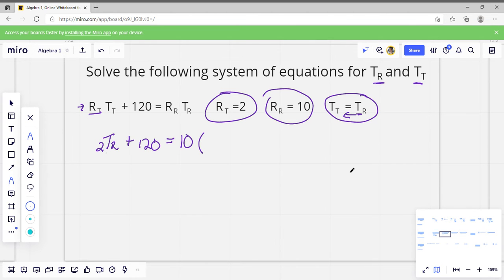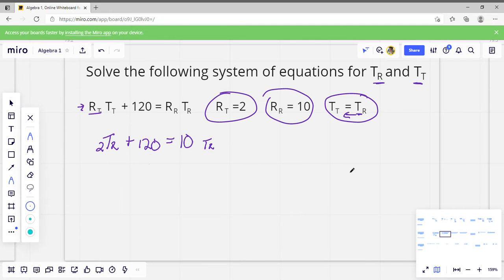Now, I don't want to say, oh, TR equals TT. What I'm trying to do is get down to one variable. So the variable I already have is TR, so I want to use that. So times TR. Now we only have one variable and we can solve. That would actually just be 10TR. I could get rid of this parentheses right here.